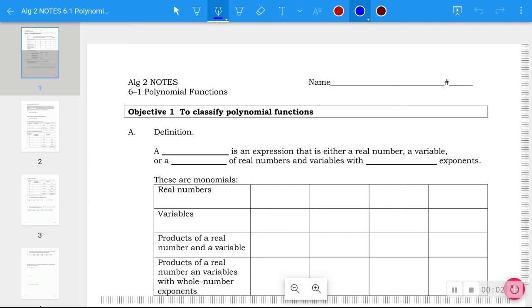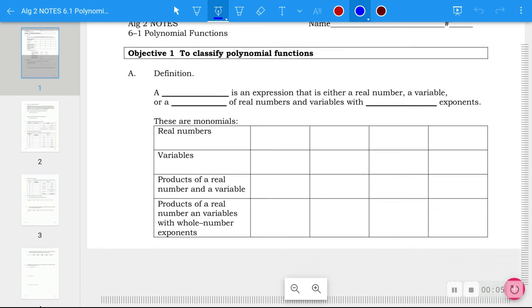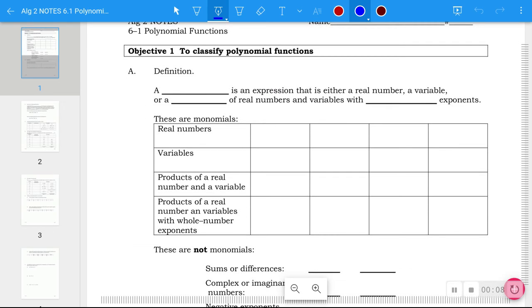Okay, this is the notes for section 6.1 in Algebra 2. And we're learning how to classify polynomial functions. There's a lot of vocabulary in this section. All right, we're going to start with the simplest unit here. It's a monomial.